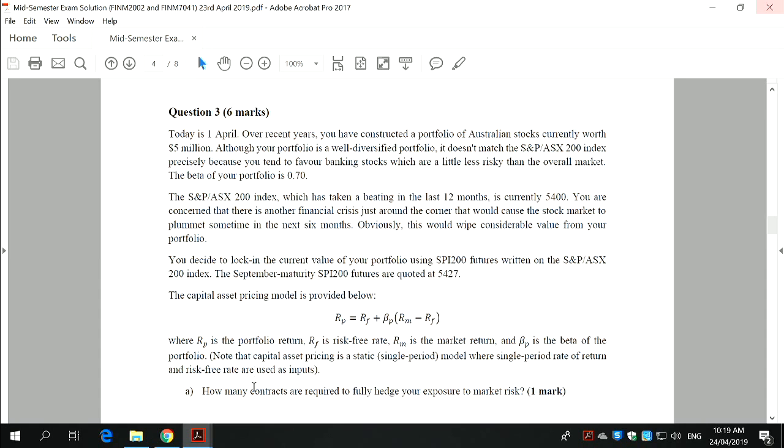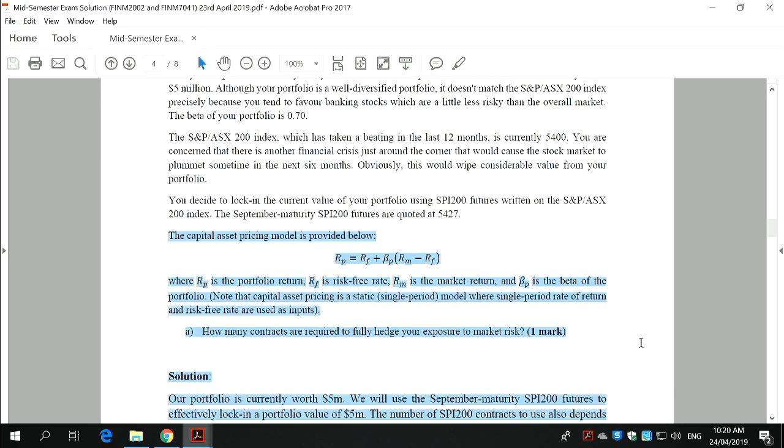The instrument available to you is the September maturing SPI 200 futures contract. So basically, this is the futures contract written on the ASX 200. And this futures contract is quoted at 5,427 points. I also give you the capital asset pricing model.